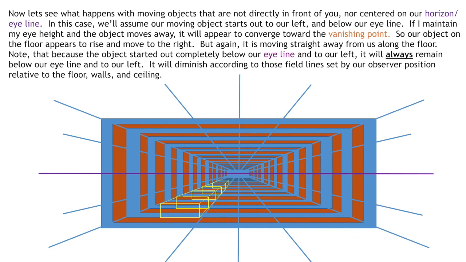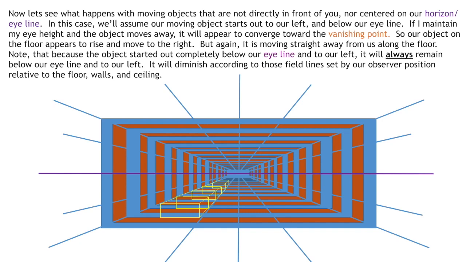So let's see what happens with moving objects that are not directly in front of you or to your left. Let's say they're now below your eye line and to your left. So both there. In this case, we'll assume our moving object starts out to our left and below. If I maintain my eye height and the object moves away, it will appear to converge toward the vanishing point. So our object on the floor appears to rise and move to the right. But again, it is moving straight away from us along the floor.